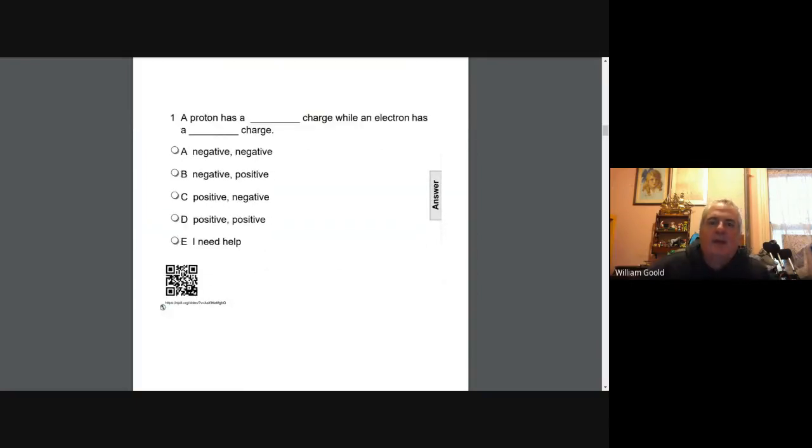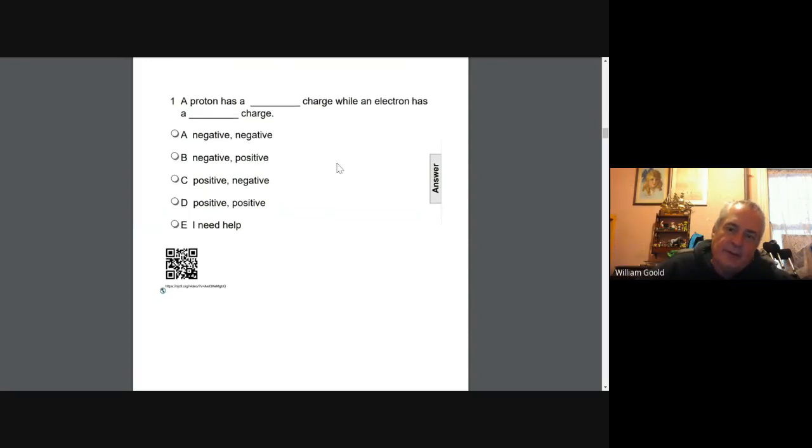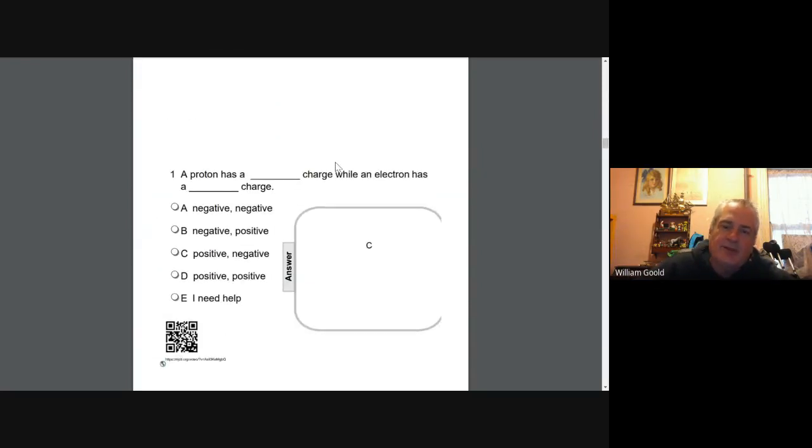Okay. First question of the year. What kind of charge does a proton have and an electron have? You better know this, because we just went over it. The answer, of course, is C. Protons are positive, start with a P. Electrons are negative.